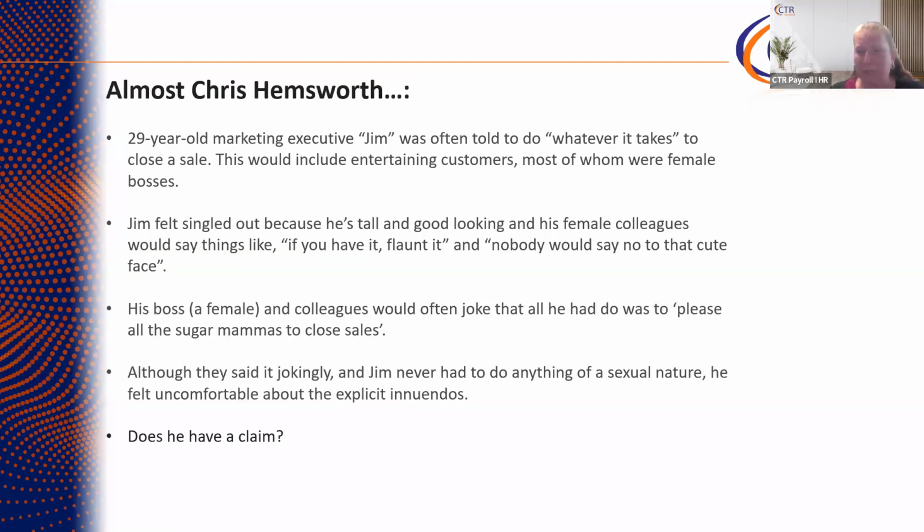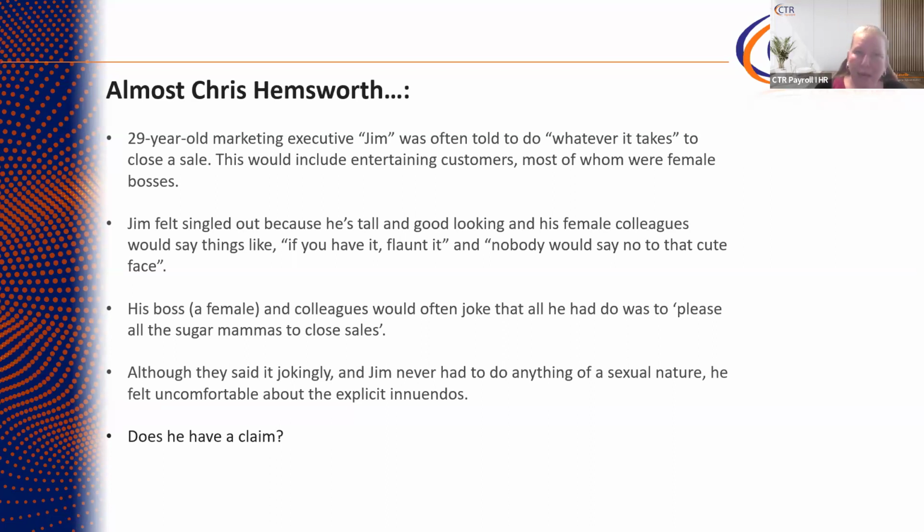Okay, almost Chris Hemsworth. Who doesn't like Chris Hemsworth? Yeah, I probably just harassed Chris Hemsworth. We won't tell him. A 29-year-old marketing executive. Apparently, he was pretty hot. And his coworkers, who are all female, joked about the fact that he could close any sale, and that all he had to do was essentially play nice, and all the female clients would sign on the dotted line. He never actually had to perform any sex acts to get anybody to sign anything, but he didn't like this. It made him feel uncomfortable and denigrated.